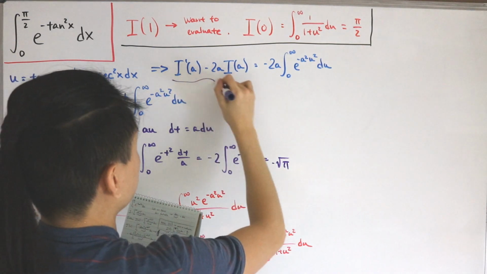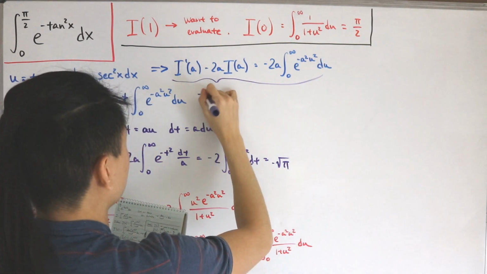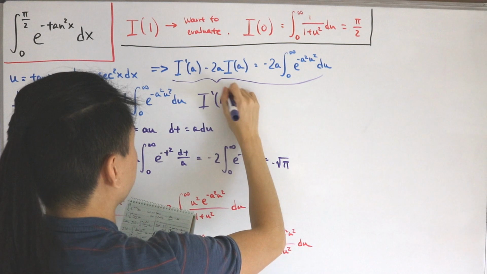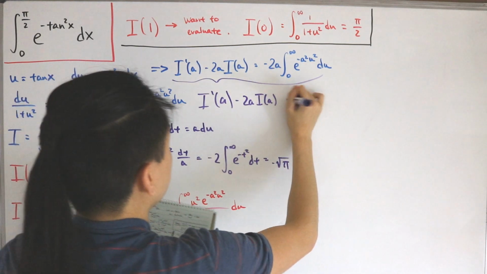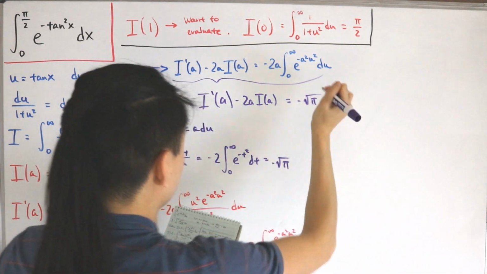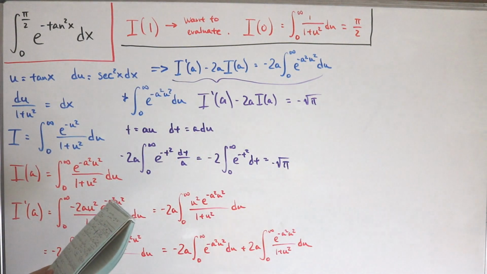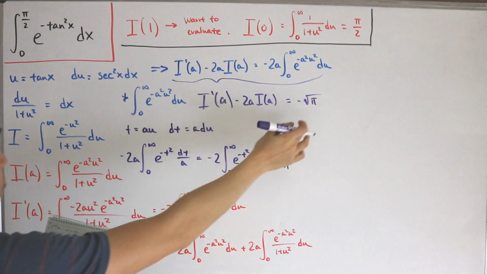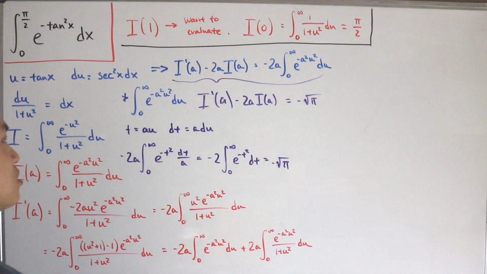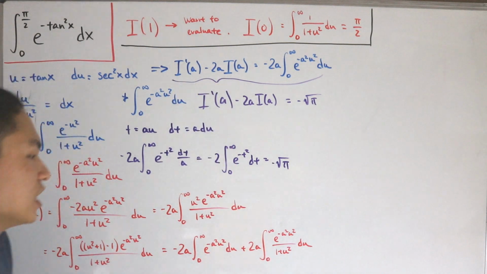So now this entire thing over here changes to I prime of a. We have the following equation: minus 2a I of a, which is then just equal to negative square root of pi. So that actually reduces everything to make things a little bit easier and simpler. So take a look at this. It is in the form of a differential equation. What is this? This is known as the first order linear equation.